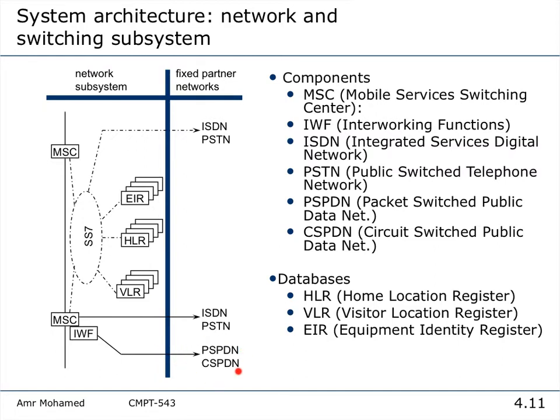Whereas for some other types of networks, like the different types of public data networks, whether packet switched or circuit switched networks, we use what we call the interworking function component, which defines specific connections to other types of networks other than ISDN and PSTN. Those are defined as compliant types of networks to GSM, if you will. So for other types of networks, we have to connect to the interworking function to get to them. Okay?